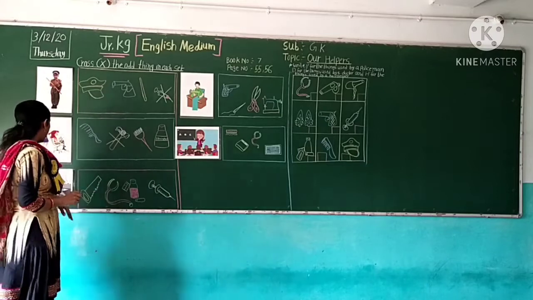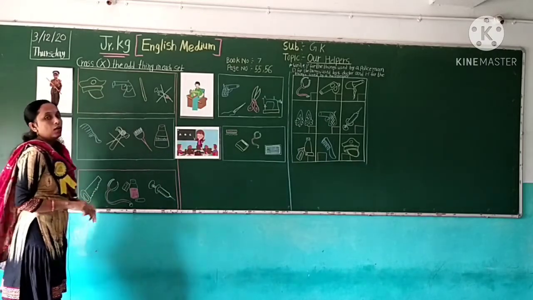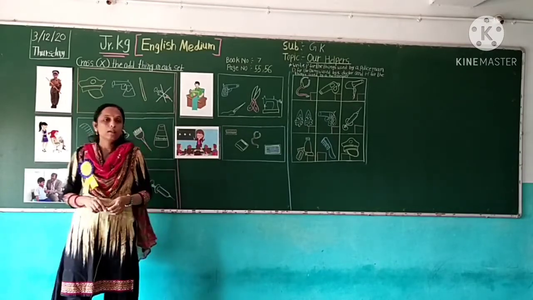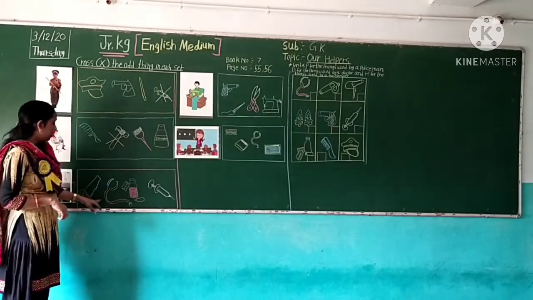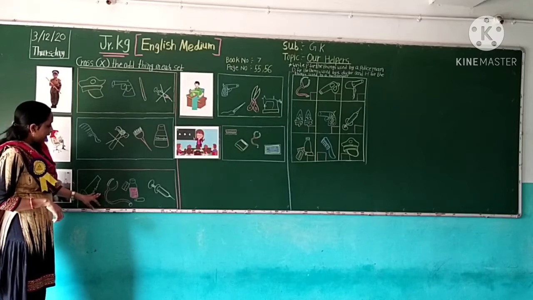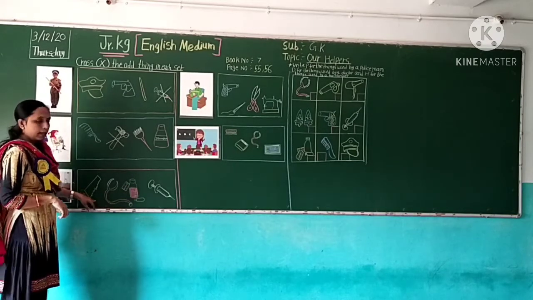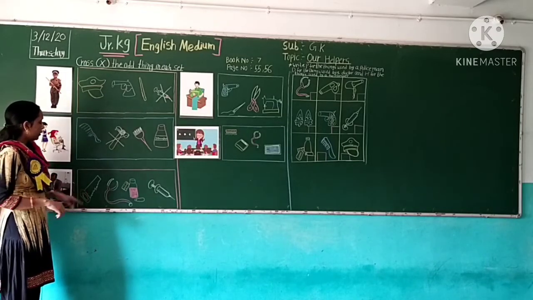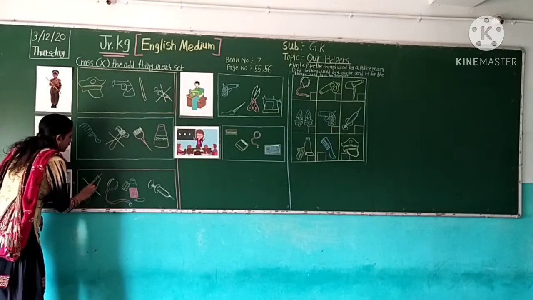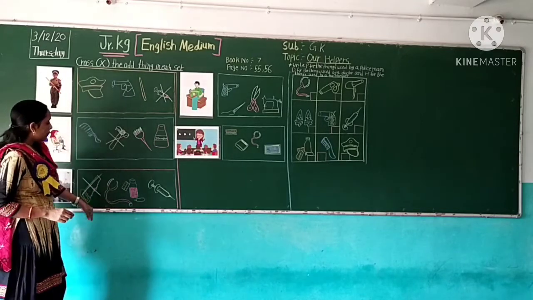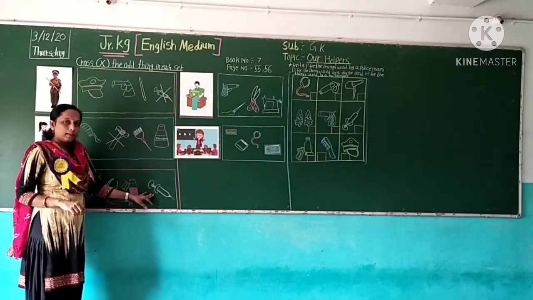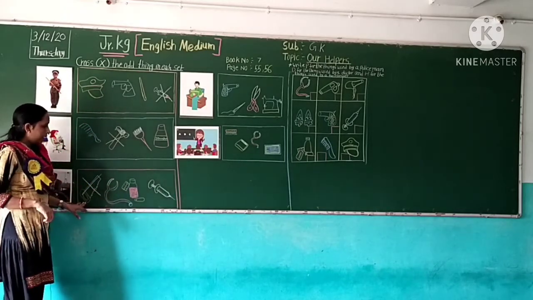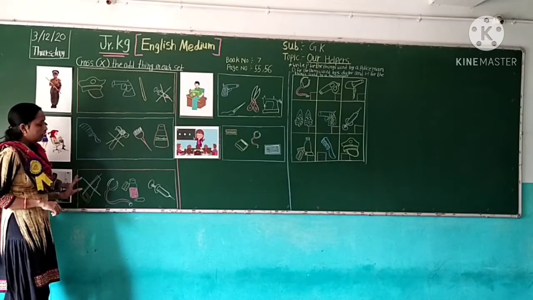Okay. Now next, which picture is this? Look here. Doctor. Which picture is this? Doctor. And which picture is this? Look here. Look at these things carefully. Does a doctor use these things? No. So here we cross. Stethoscope, medicines, and injection. A doctor uses these three things, but does not use these other things.